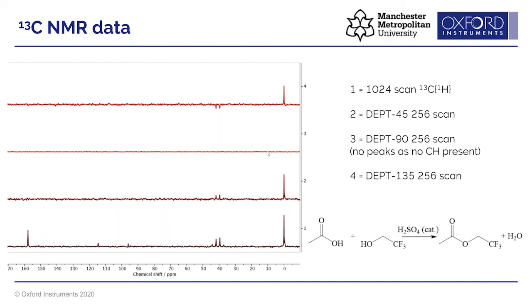Particularly if we look at spectrum 3 here, which is the DEPT 90, we don't see any peaks there because we haven't got any CH environments in either of those two starting materials. And also in the DEPT 135, we can see that the CH2 environment is pointing downwards in emission, whereas the CH3 is pointing upwards in absorption. So we've got that difference there, and that is exactly what we'd expect if we were to look at this system on a theoretical basis in terms of what we'd expect for that spectrum.